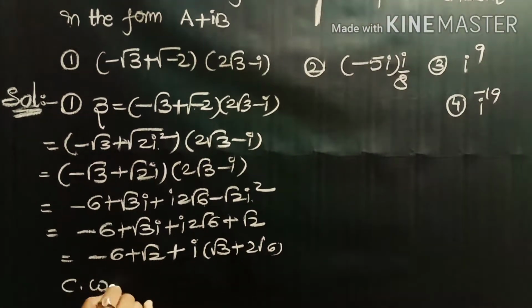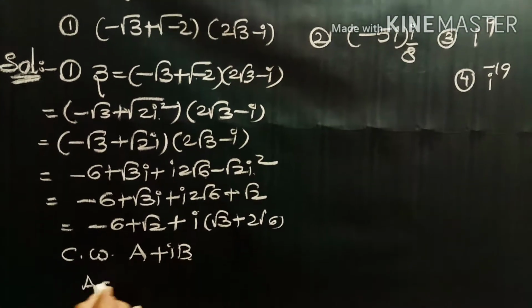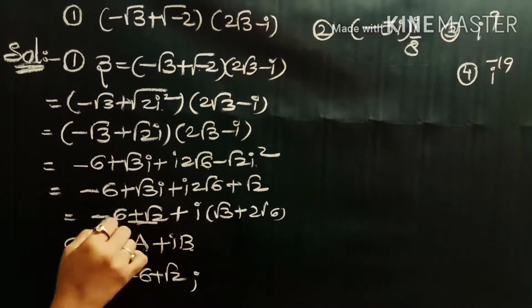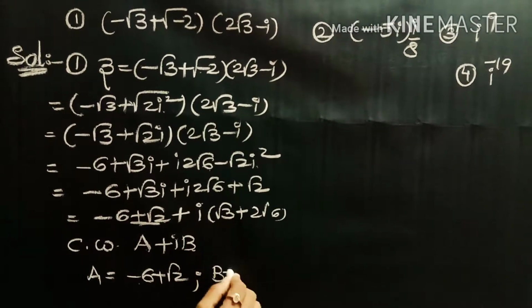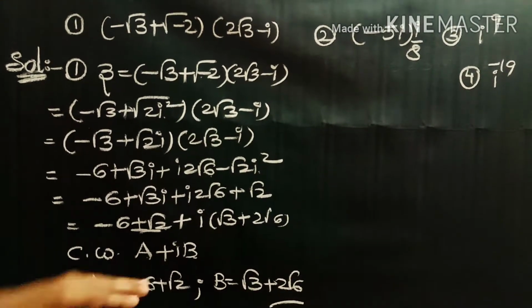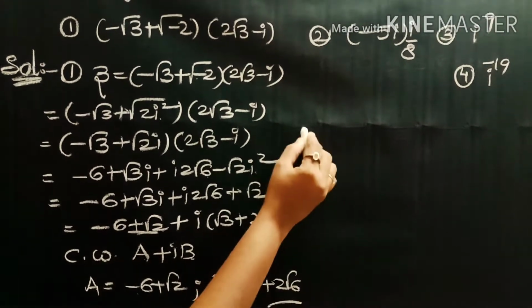Now compare with a plus ib. The values of a and b here: a is equal to minus 6 plus root 2. We are taking the real part. Real part is minus 6 plus root 2, and b is equal to root 3 plus 2 root 6. Now this is the a plus ib form of the given complex number. Now coming to the second problem.